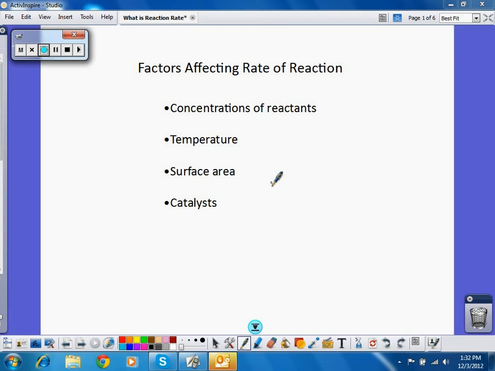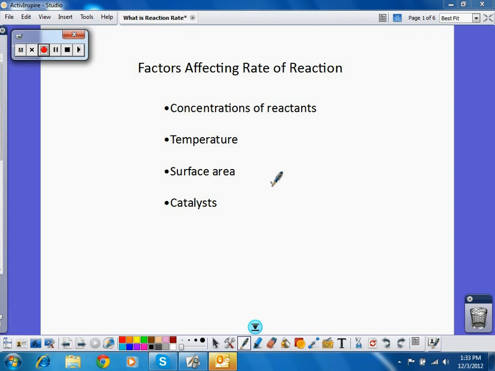So in thermodynamics, we didn't really worry about whether that unit of time was a fraction of a second or 1,000 years. All we were worried about was, will this reaction occur? So now we'll look at reactions that are spontaneous and how long it takes those reactions to occur. So in this unit, we'll look at these different things that affect the rate of reaction.